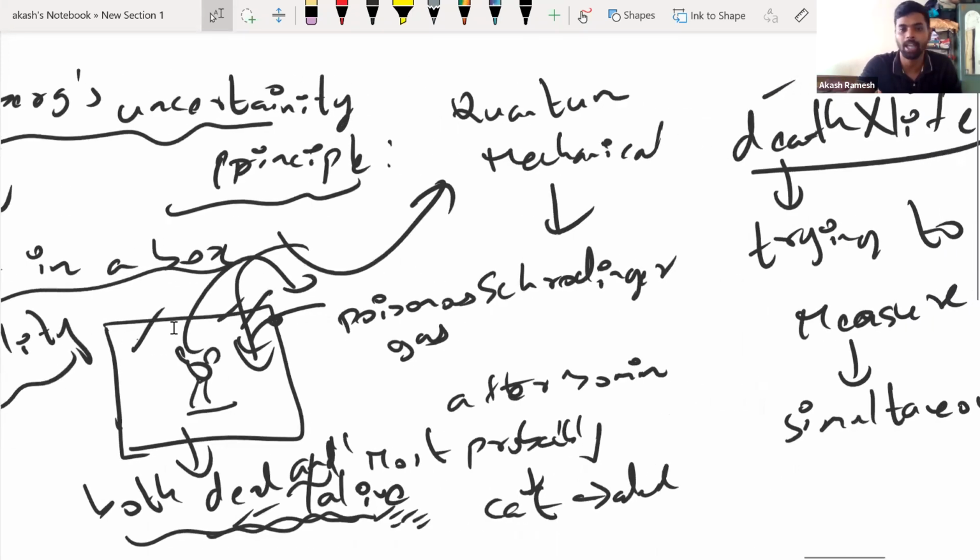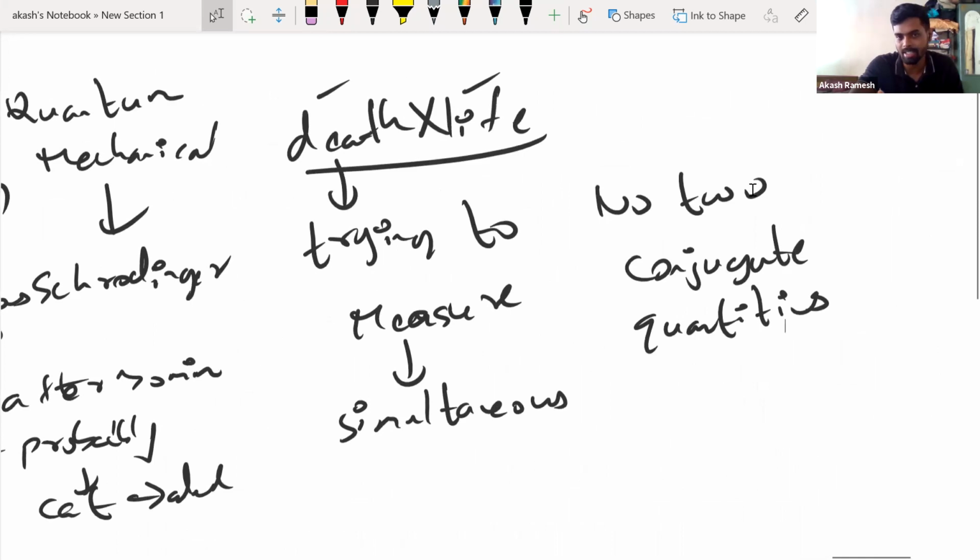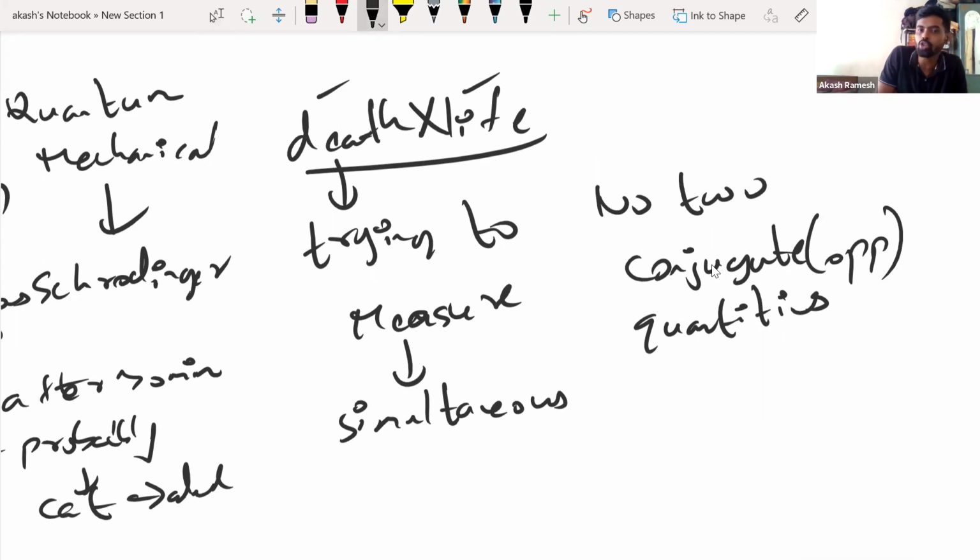Anyways, if you look at the statement, no two conjugate means opposite. No two conjugate quantities can be measured simultaneously, meaning at the same time. If you try to measure two opposite quantities at the same time, you cannot measure them with 100% accuracy. That means there will always be some error in doing that measurement. One example you understand is death and life, which are obviously two conjugate quantities.